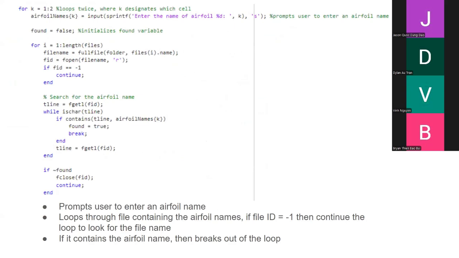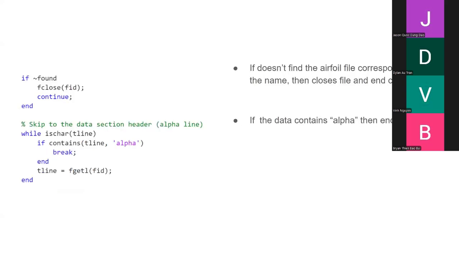This part of the code prompts the user to enter an airfoil name, and then it loops through the file containing airfoil names. If the file ID equals -1, it continues the loop for the file name. If it contains the airfoil name, then it breaks out of the loop. If it doesn't find the airfoil name corresponding to the name, it closes the file and ends the loop. And if the data contains alpha, which is angle of attack, then it also ends the loop.